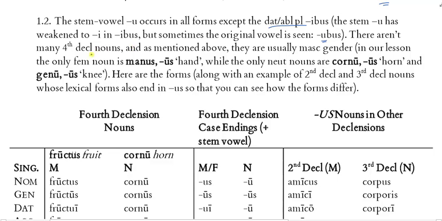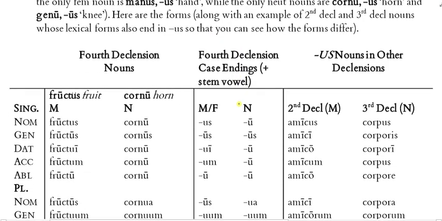Now, there aren't many fourth declension nouns, as we've mentioned, but when we do find them, they are usually masculine. In our lesson, there is one feminine that we find, manus, manus, which is hand, and then only two neuter nouns, cornu, cornus, horn, and genu, genus, knee. Aside from those, all of the fourth declension nouns we will see in our vocab list are masculine. So look below here and let's look at the forms.